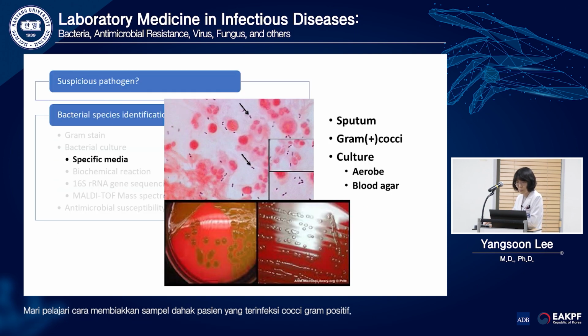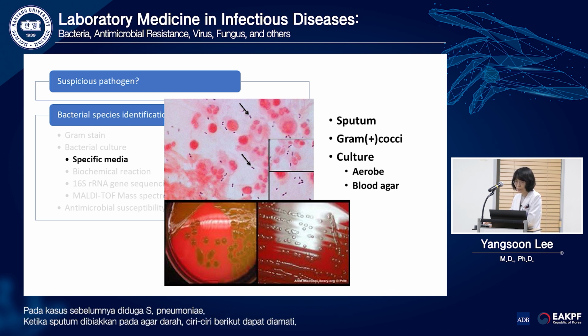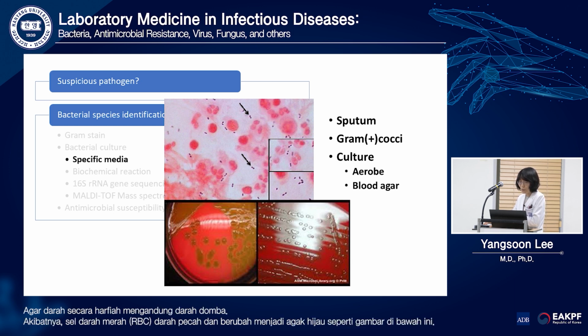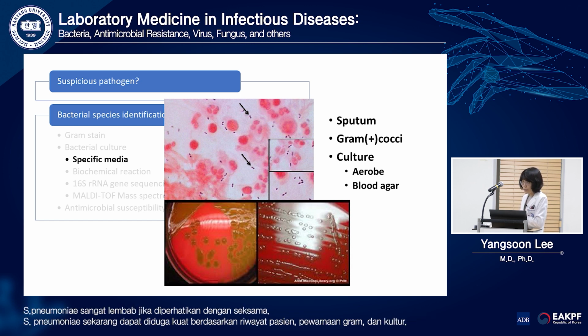Let's learn how to culture a patient's sputum sample infected by gram-positive cocci. In the previous case, as pneumonia was suspected, when sputum is cultured on blood agar, the following characteristics can be observed. Blood agar literally contains sheep blood. As a result, the red blood cells are broken down and turn light green as shown below. The pneumonia colonies are very moist if you look closely. Pneumonia can now be strongly suspected based on the patient's history, Gram stain, and culture.